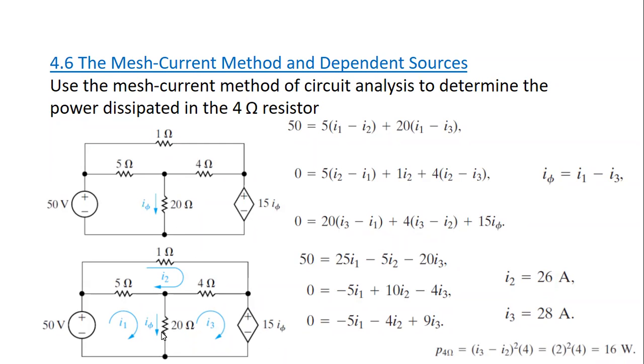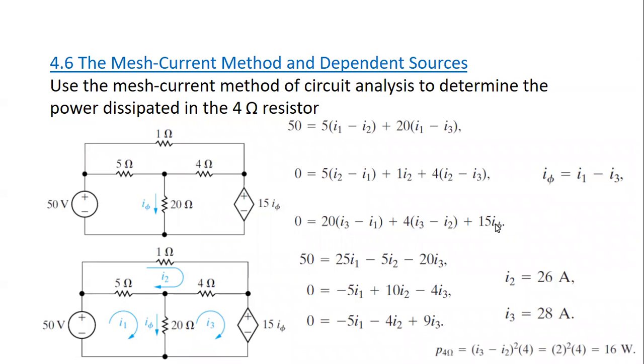So I5 is the current which is going downward. And the current going downward is I1. And we have against it I3. So I5 is equal to I1 minus I3. And now I will put this value here.